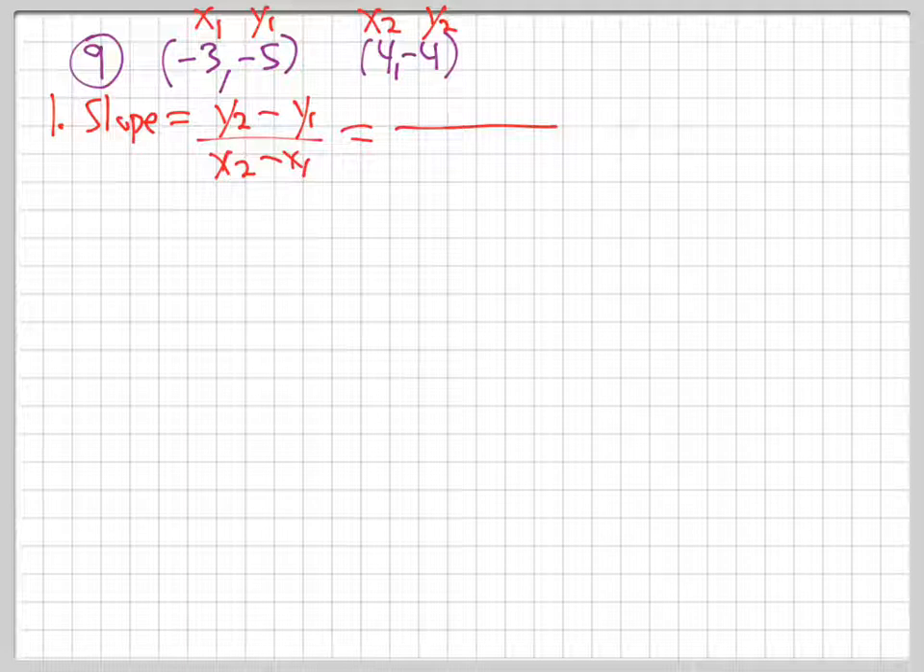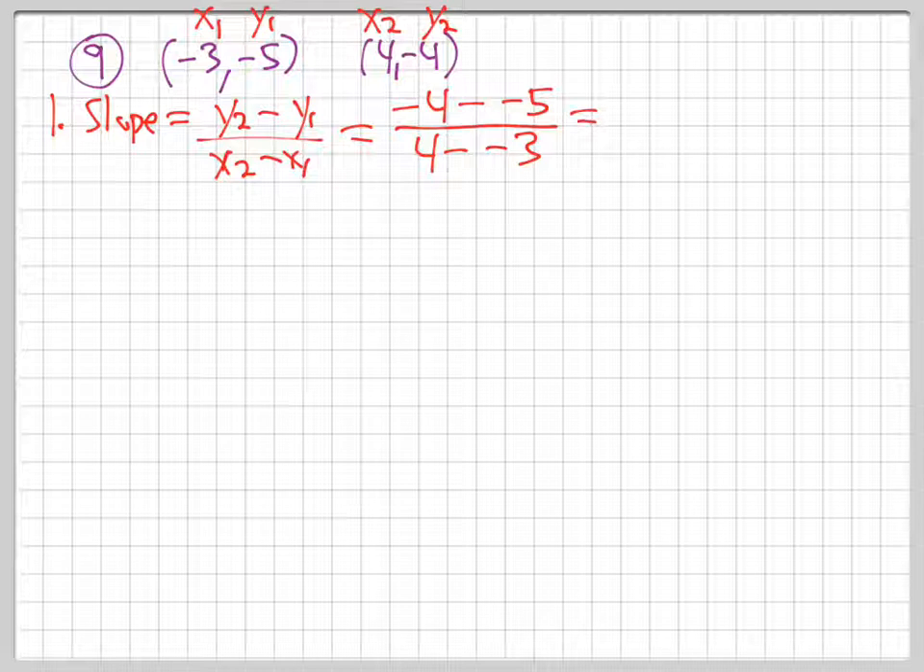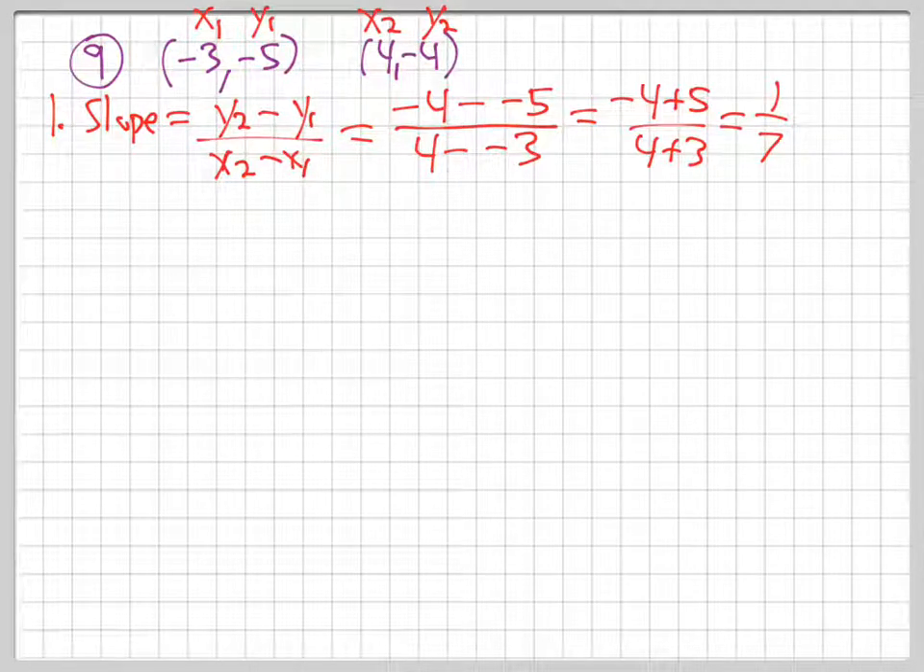So y2 minus y1, negative 5 over x2, 4 minus x1, negative 3. Negative 4 plus 5 over 4 plus 3, what's that, 1/7? So the slope is 1/7.